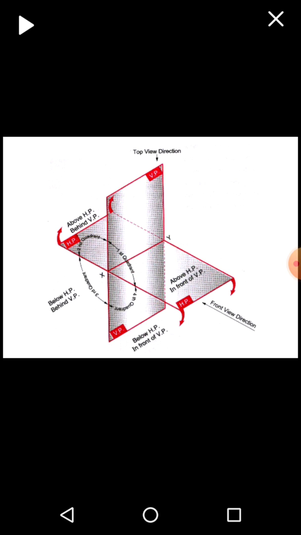So if we are keeping the object in the first quadrant, the front view will always lie above the xy line and the top view will always lie below the xy line. Whereas if the object is kept in the third quadrant, in that case the top view will always be above the xy line and the front view will always lie below the xy line. So that is the difference between the first angle projection method and the third angle projection method. In our syllabus, we are only following the first angle projection method. So whatever object or exercise we are going to do in orthographic projection, we are going to do with the object kept in the first quadrant only.